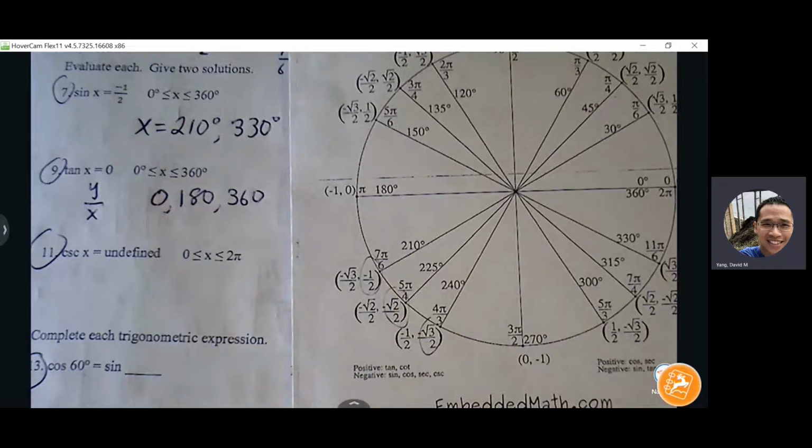So if a number gets divided by 0, it's undefined. That's right. If a number gets divided by 0, it's undefined. But if 0 is divided by a non-zero number, then it's 0.